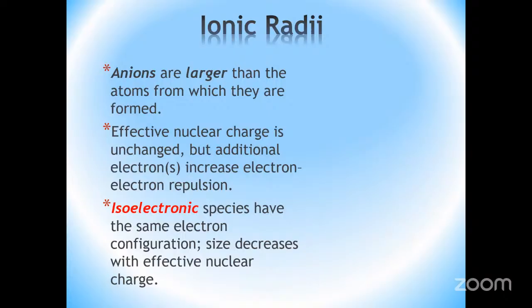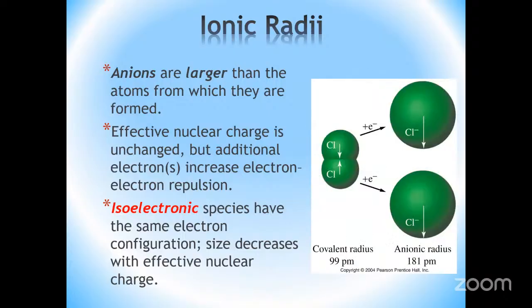Basically, that term is applied to structures that have the same number of electrons. So if you have two ions that have the same number of electrons, they're said to be isoelectronic. And what you're going to find is that if you have two species that are isoelectronic, the one with the greater nuclear charge will be smaller, right? Because think about it. If you have two species that have the same number of electrons, the one that has a greater nuclear charge will have a greater pull on the surrounding electrons and therefore will be smaller.